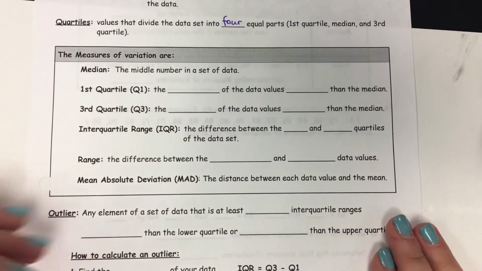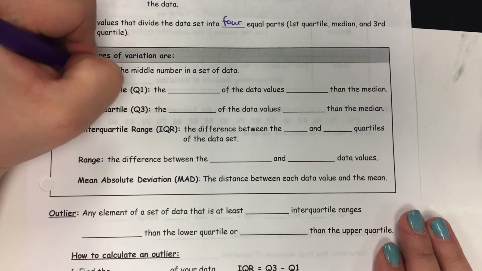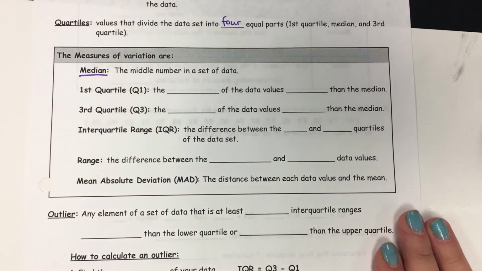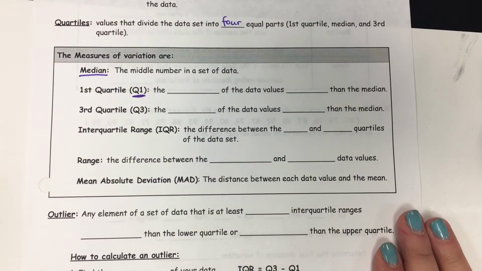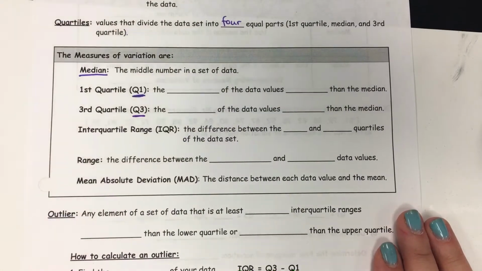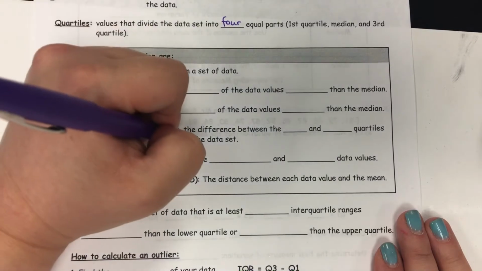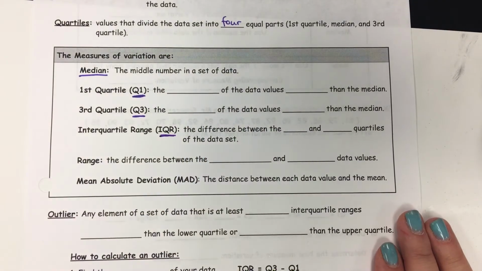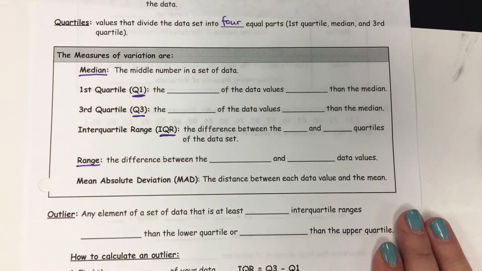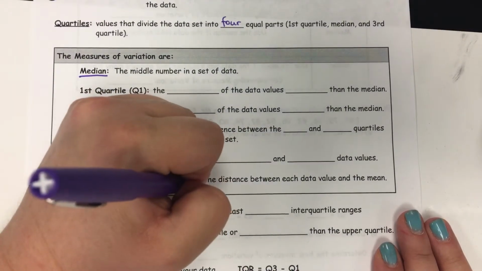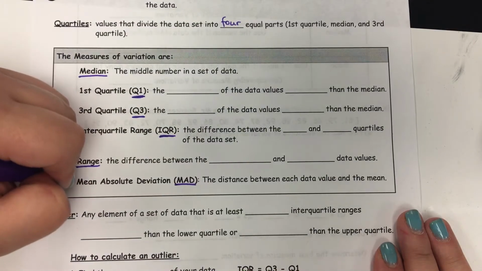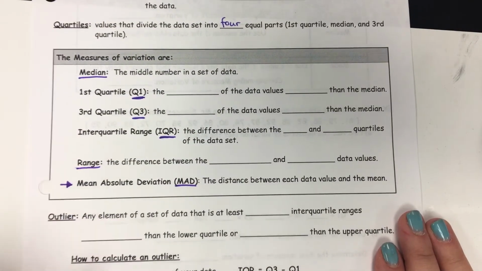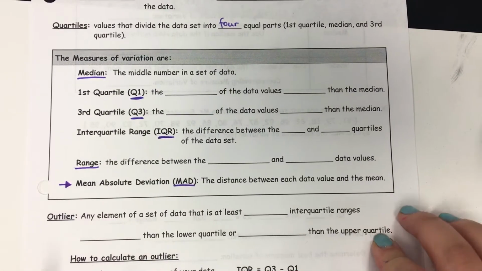So when we're finding the measures of variation, we're looking for the median, which we already know is the middle number in a set of data. We're looking for the first quartile, which we're going to simplify and call Q1. The third quartile, which we'll call Q3, the interquartile range, which we will call the IQR, the range, and the mean absolute deviation, which we're going to call the MAD. Now, we're not going to talk about mean absolute deviation today. We're going to be talking about that on Wednesday in class.